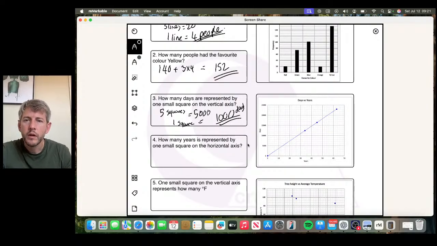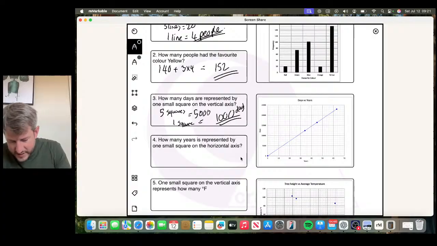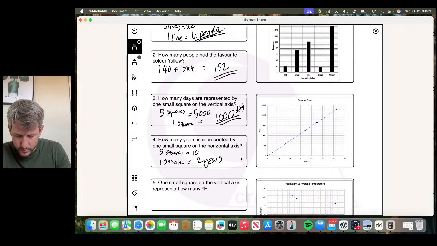Okay, question 4. How many years is represented by one small square on the horizontal axis? Okay, so again we've got 5 squares equals 10. So 5 squares equals 10. Okay, so 1 square equals 2 years.